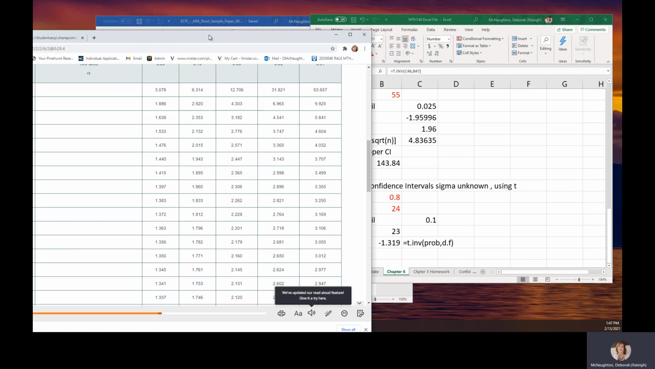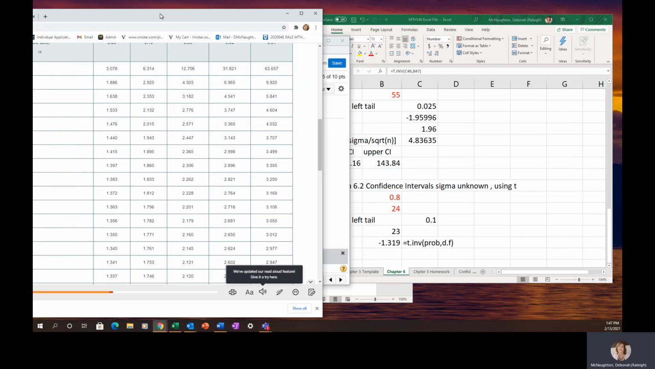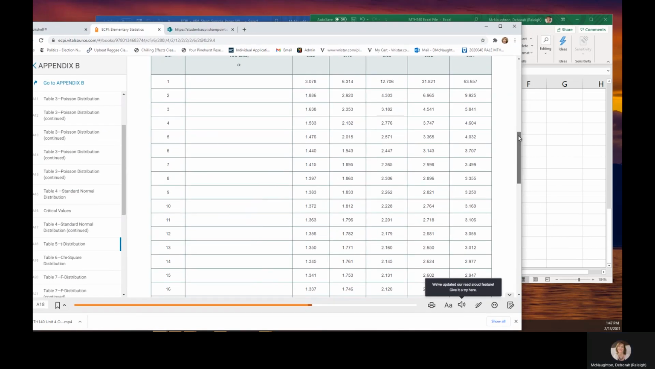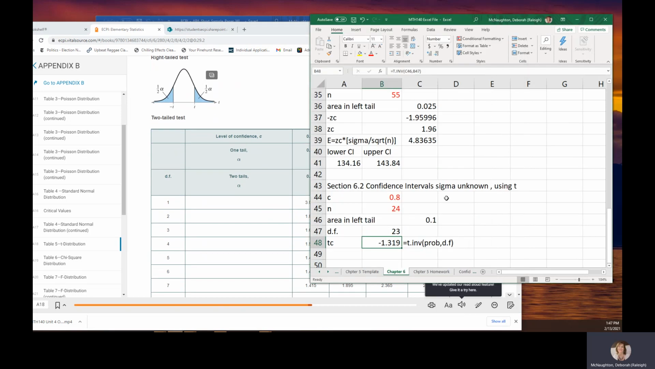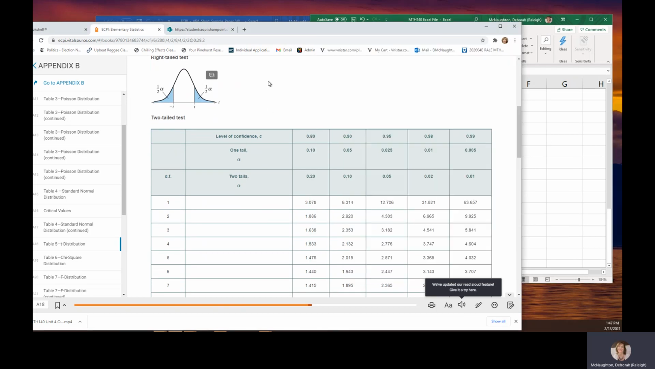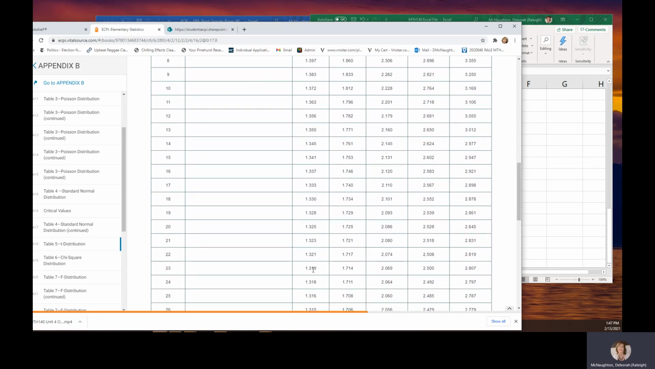So I just want to show you they all match. So if my confidence level is 0.8, which is this first column, C is 0.8, and then my degrees of freedom are 23, N is 24, so my degrees of freedom are 23. So I go here, 1.319.